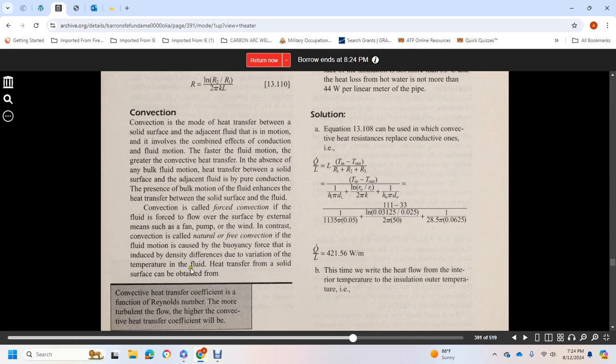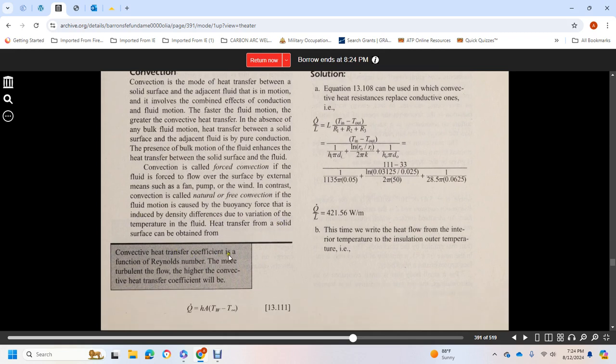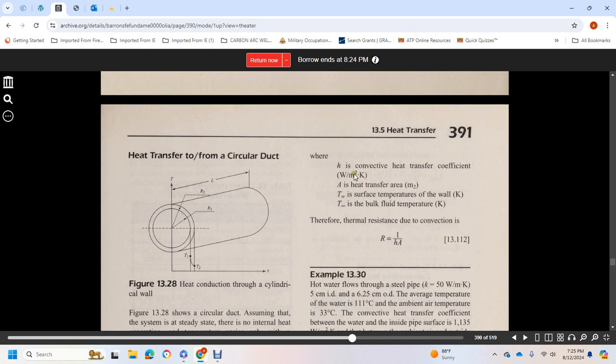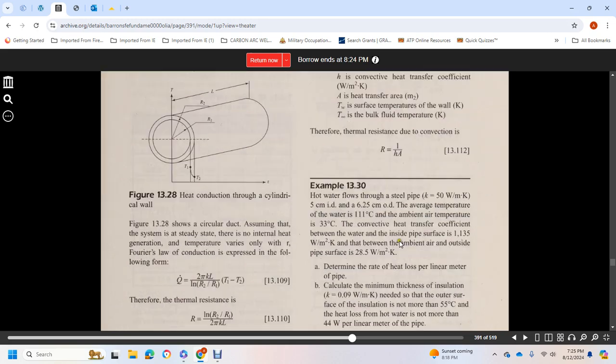Heat transfer at a solid surface can be obtained from the convection heat transfer coefficient, which is a function of the Reynolds number. The more turbulent the flow, the higher the convection heat transfer coefficient will be, where h is the convection heat transfer coefficient, A is the heat transfer area, Ts is the surface temperature of the wall, and T infinity is the bulk fluid temperature. R is equal to 1 over hA.